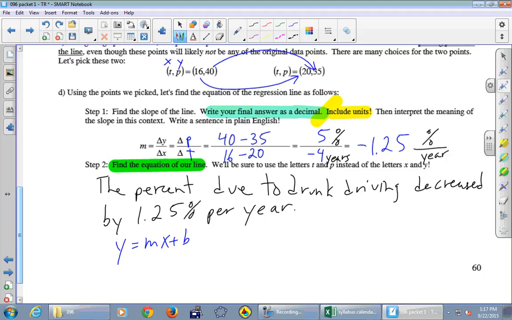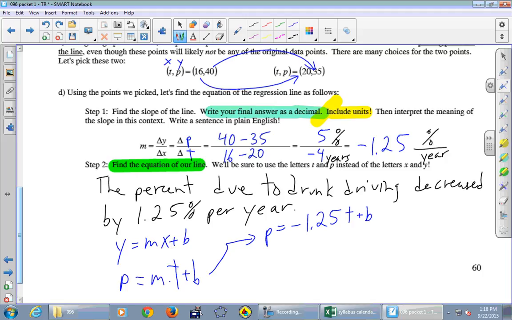So we are changing the y to what letter? To p. Again, just go back up to our key here at the top of the screen. Y is p. So this becomes p equals m, x becomes t, plus b. That's good. M times t. Okay, and now we'll do the process that you did several times in the activity. M changes to what number? Negative 1.25 t plus b.